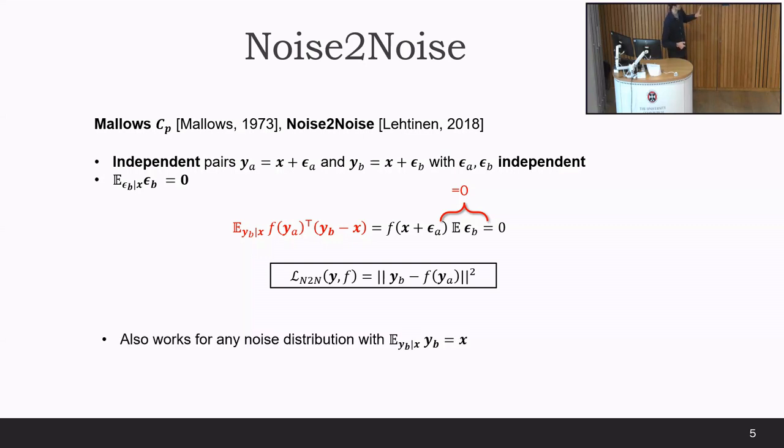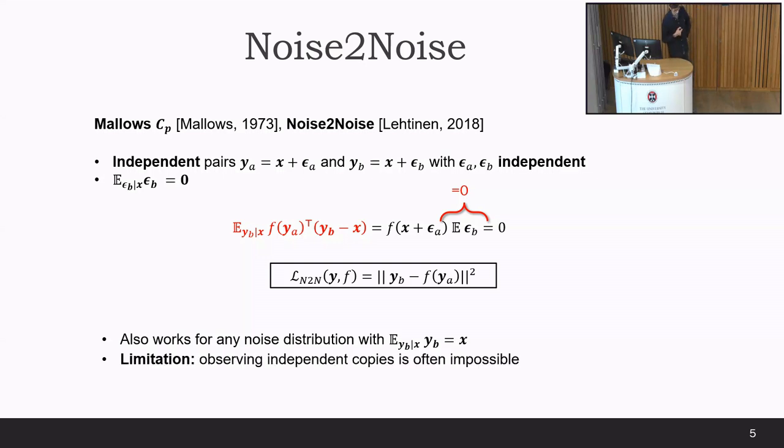And here I'm writing it for additive noise, but the idea extends very well to any noise distribution that has zero mean, so whose mean is the image. Okay, so like Poisson, Gaussian, etc.